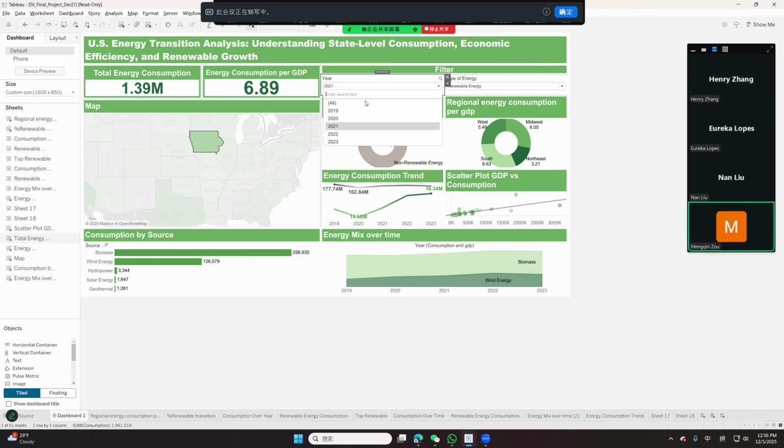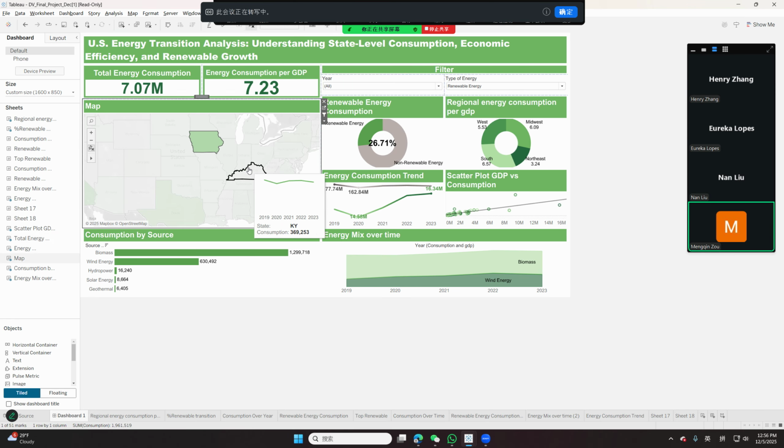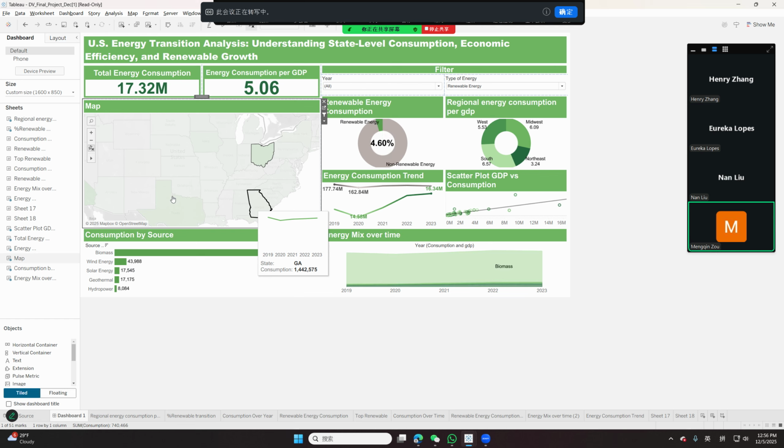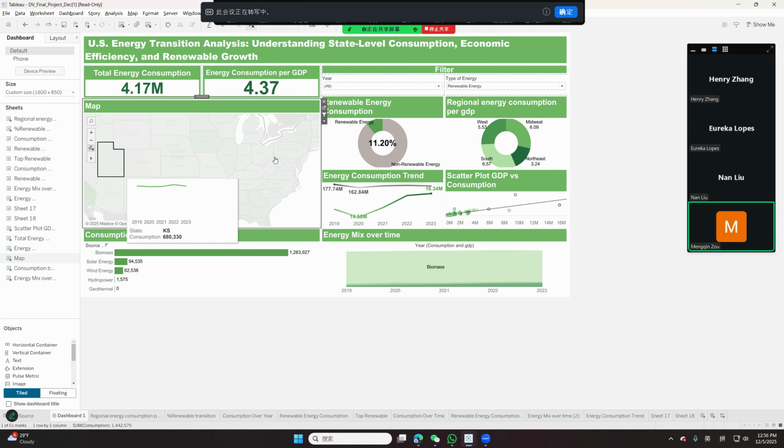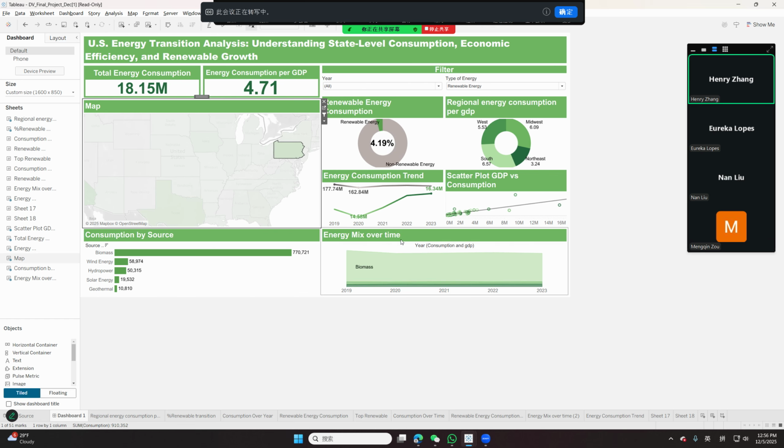Yes, we already did all the filters. Everything works now.